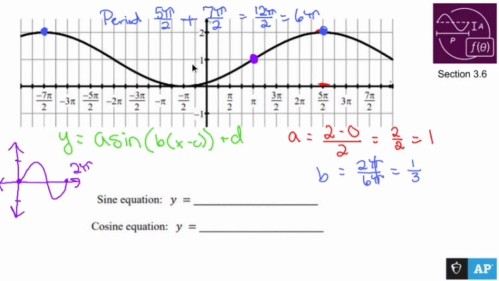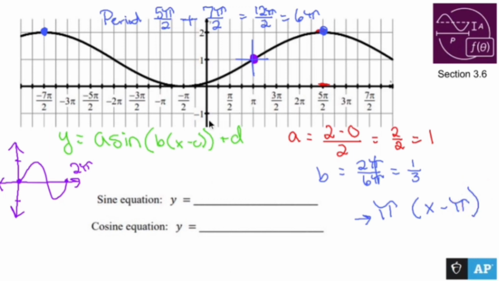Now, what I have here is my starting point is this guy right here. That's kind of like my new origin. How do I get to that new origin? Well, I have a positive phase shift. I'm moving to the right what appears to be pi. So when you move to the right what appears to be pi, what you're actually doing is x minus pi. Remember, when you move to the right, it's the opposite of what it appears to be. So my parentheses is going to be x minus pi.